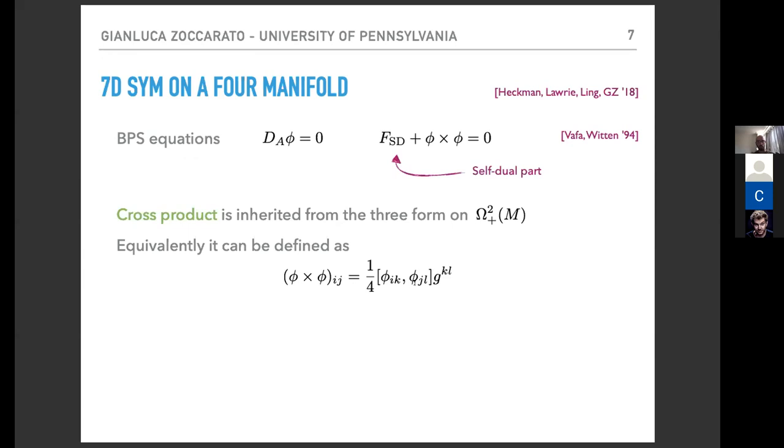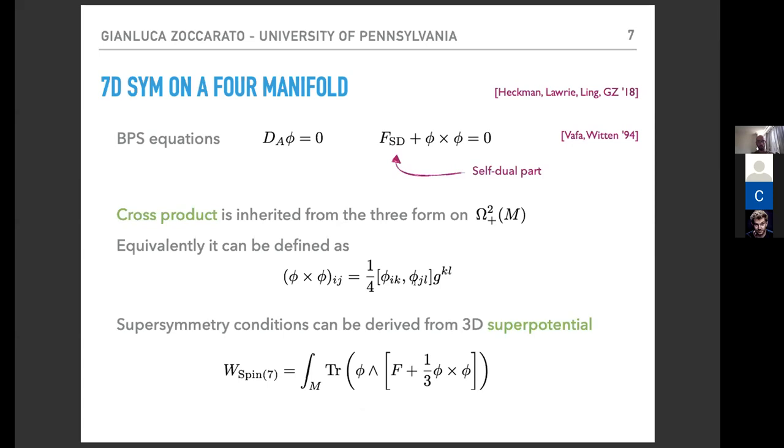And the supersymmetry condition can be obtained from a 3D superpotential. Let me mention only that in 3D, for N=1 supersymmetry, the superpotential is not a complex function. There's no notion of holomorphicity. It's just any real function that you want. Okay. So these are the details for this system. And in the following, I will present other similar systems that can be obtained.